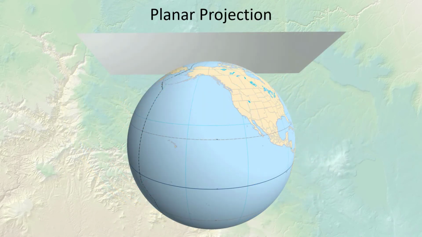Okay, the next class of projections uses a flat projection surface. These are called planar projections. Now, there's three basic types of planar projections based on where you put the light source. It's not critical that you remember the names of these, but just understand the basic concepts. And notice that all planar projections show true direction out from the point of tangency. And remember, the point of tangency is where the projection surface touches the planet.